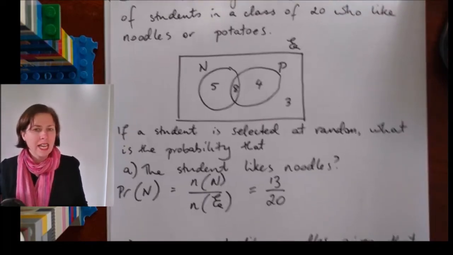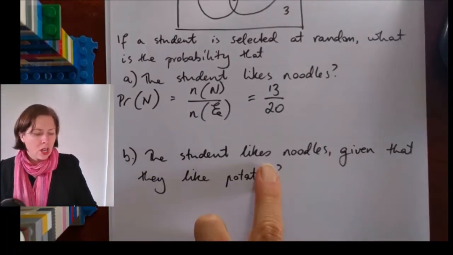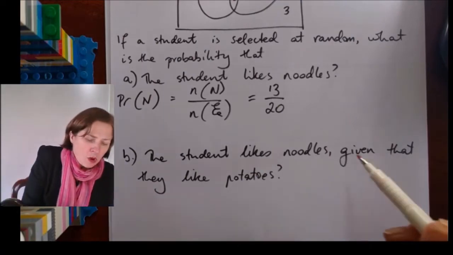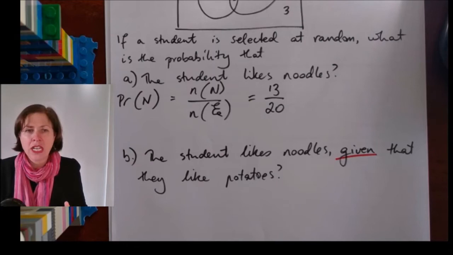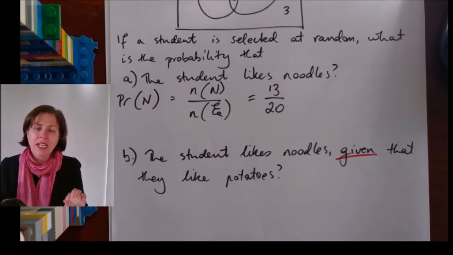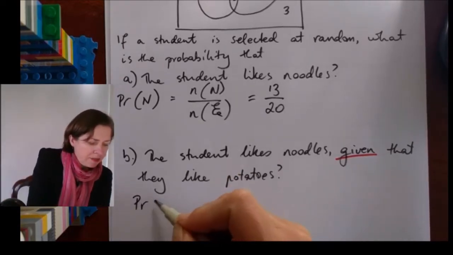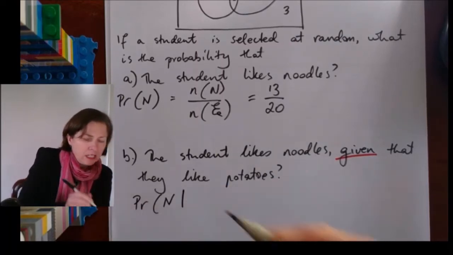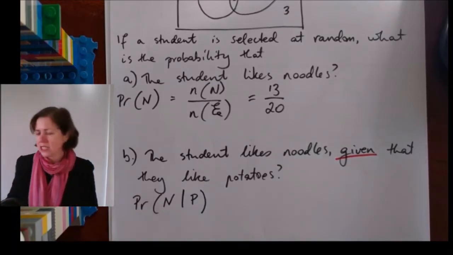All right, the second part of this: what is the probability that the student likes noodles given that they like potatoes? Now look at this word given. We always look for the word given. It tells us we're using conditional probability. So the first thing I want to do is write this down in probability notation. The probability that they're in group N for liking noodles, given that they like potatoes, they're in group P. So let's go to my formula.